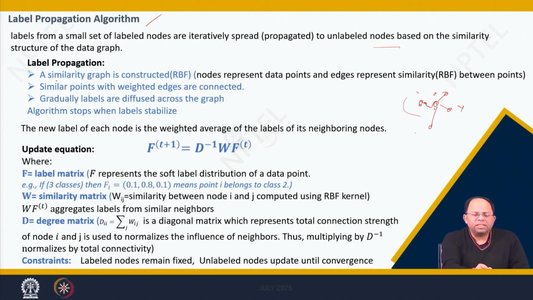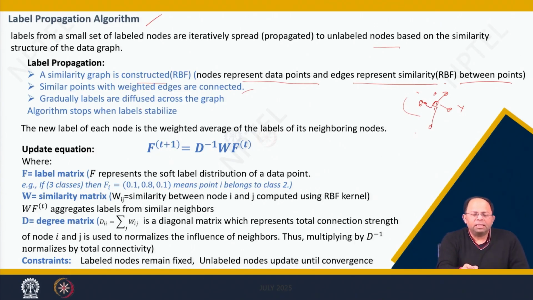So first we construct a similarity graph, right? And using RBF as the distance similarity function. So nodes represent data points and edges represent similarity using the RBF function between the points. So this is what we first do. And then similar points with weighted edges are connected. The edges, similar points are connected, and this connection has got a weight.